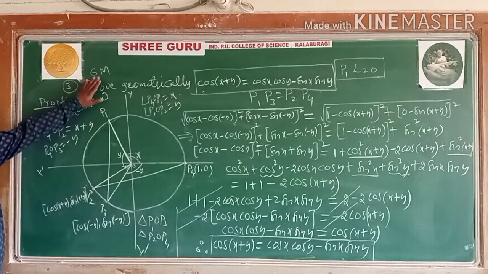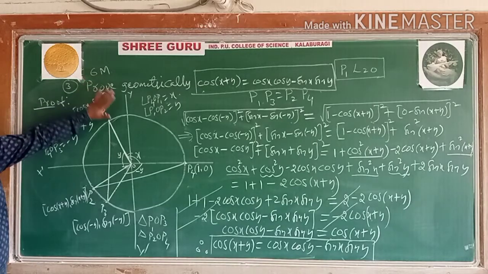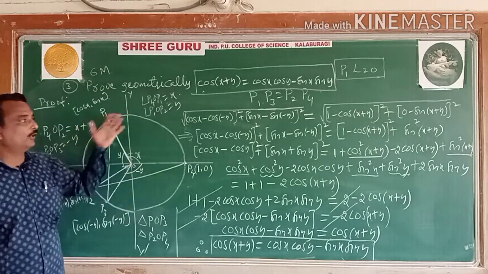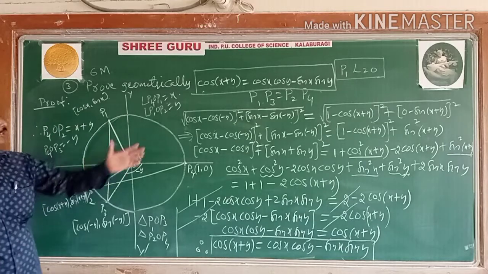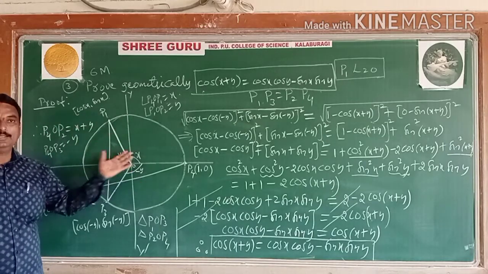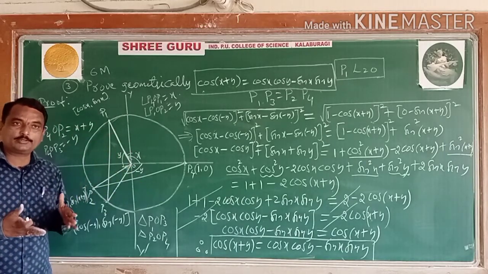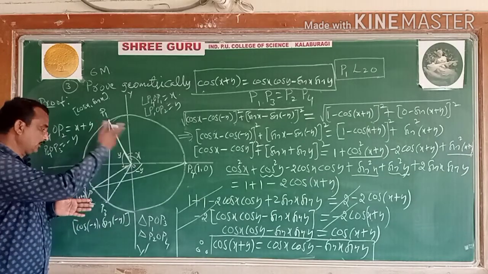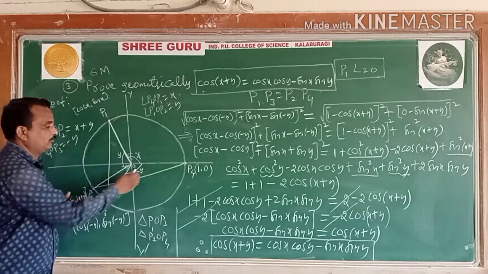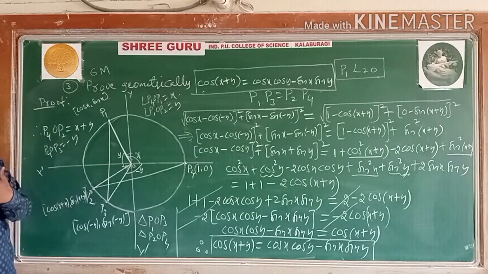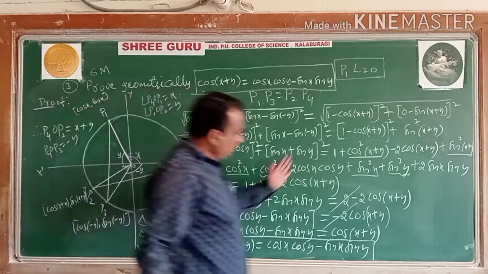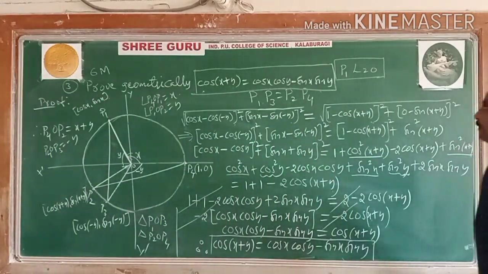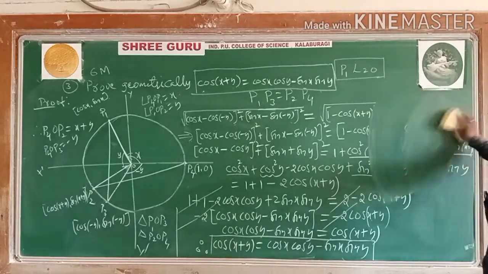This is important for the point of examination, students. It is a 6 marks question. Like that you have to draw the unit circle and take the four points P1, P2, P3, P4, and make the angles x and y separately, so that it becomes x plus y and then minus y, proving cos of x plus y in terms of x and y. Using this result, we will prove the remaining two results.